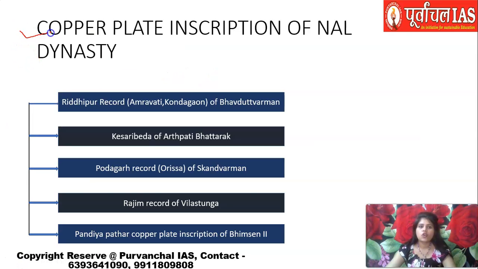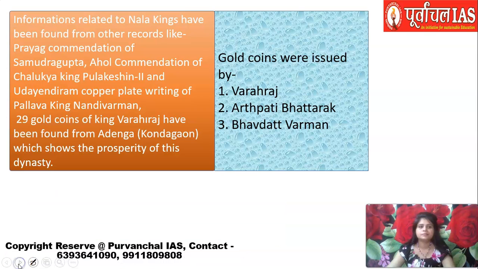We have certain copper plate inscriptions of the Nal dynasty which become the source of information for us. There are 5: the Riddhipur record present in Amravati, Kondagaon, of Bhavdat Varman; Kesari Beda of Arthapati Bhatrak; the Podagar record, Odisha, of Skanda Varman; the Rajim record of Vilastung; and the Pandya Patthar copper plate inscription of Bhimsen II. So these are the sources of information which tell us about the Nal dynasty in Chhattisgarh.